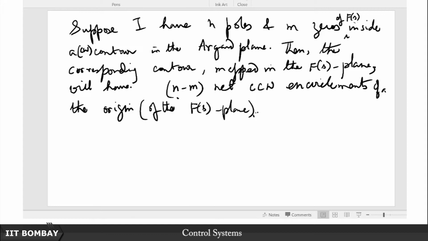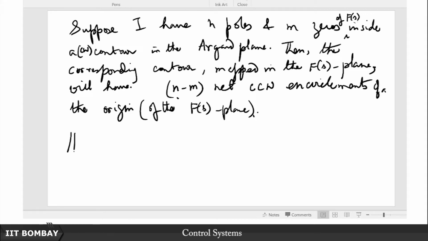So normally we count the encirclements, so we choose the contour. The crucial bit: if you adopt this convention, stick with it. Choose the clockwise contour in the Argand plane, and count the number of counterclockwise encirclements in the Fs plane, right, and that will tell you what.